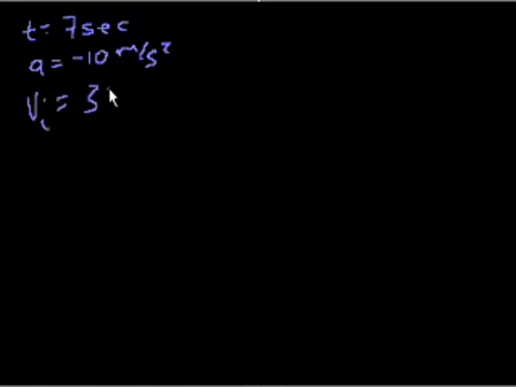So once again, the total travel time is 7 seconds, right? We know the acceleration is minus 10 meters per second squared. And we know that the initial velocity, we figured it out, is 35 meters per second. So to figure out how high it went, let's just draw that part. So the ball is going up, right?